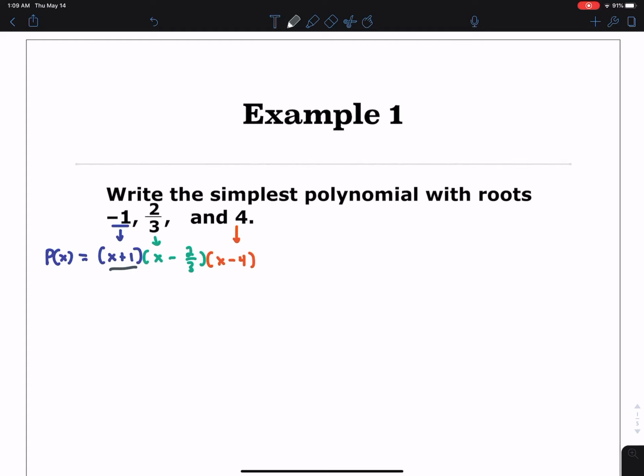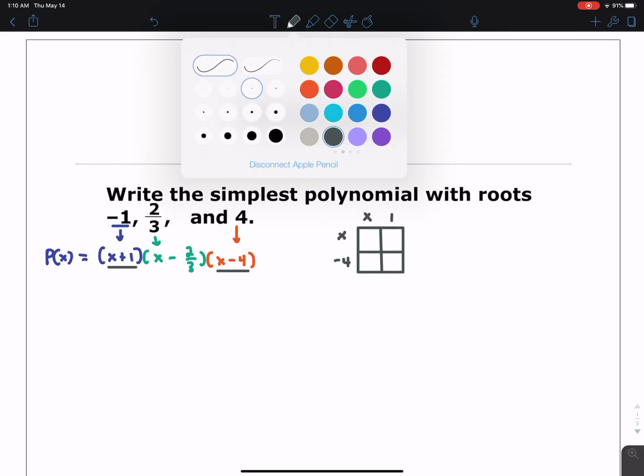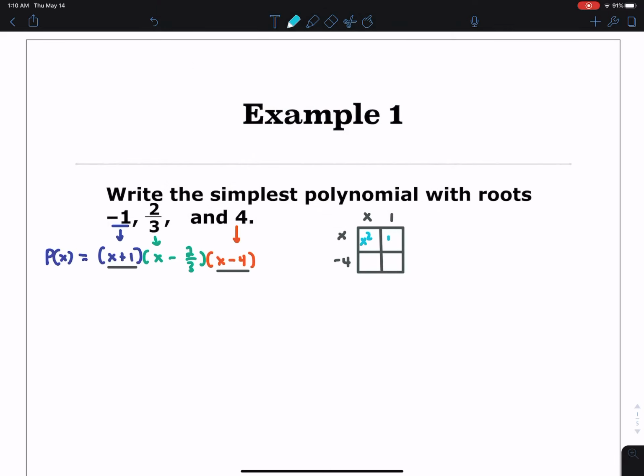Multiplication is commutative, which means it doesn't matter which order you multiply in. I'd rather deal with my fraction last. So I'm going to multiply x plus 1 and x minus 4 together first. So you can either FOIL or use a box in order to multiply. So I have x plus 1 and x minus 4, and that's going to give me x squared plus 1x minus 4x and minus 4. And when I combine like terms from that, then we're going to have x squared minus 3x minus 4.